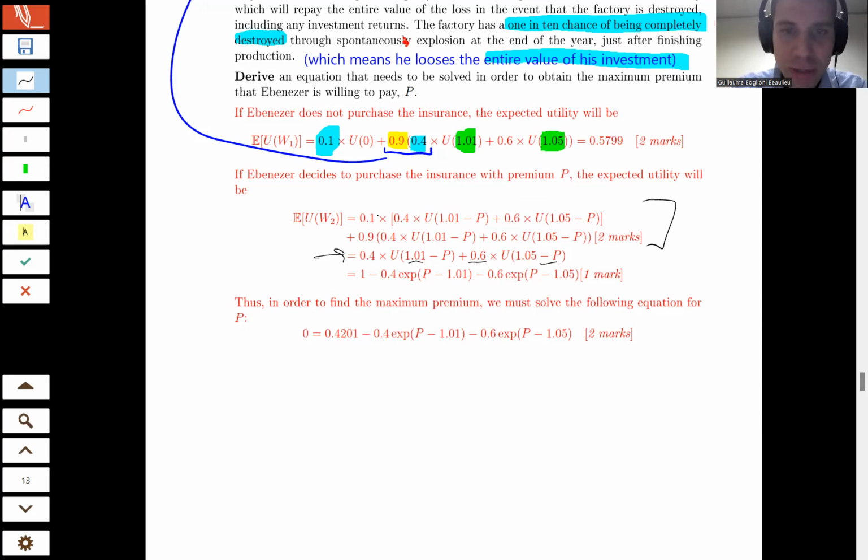Here, the first line is just writing, again, using the conditional probabilities. If the factory is destroyed, that happens with 10% chance, and the return is 40%, then he's going to make, well, in this case, he's going to still make 1% because remember, he has insurance now, so the insurance reimburses whatever he would have made. But again, of course, if you simplify this bit, you get exactly this bit that I think you could have just written straight up.